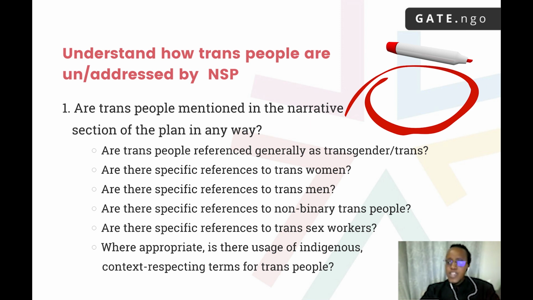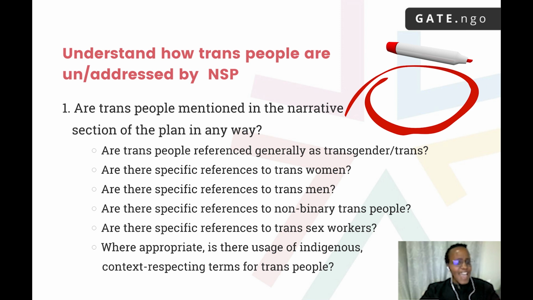So when we're looking at the narrative of the NSP, we're not just looking at whether the word trans is there. We're looking at whether it's mentioned in a context-respecting way, whether there's understanding of the diversity of the community. Even as we come to the document as trans activists, we want to make sure that we're not leaving anyone behind as we engage in this work ourselves. So we want to think really thoughtfully about our community.